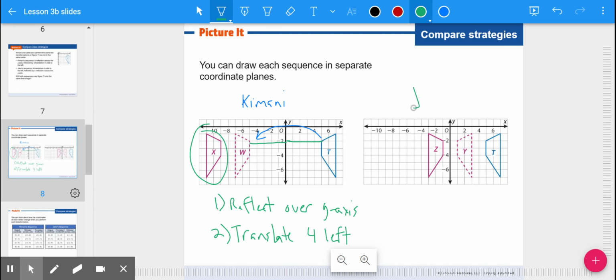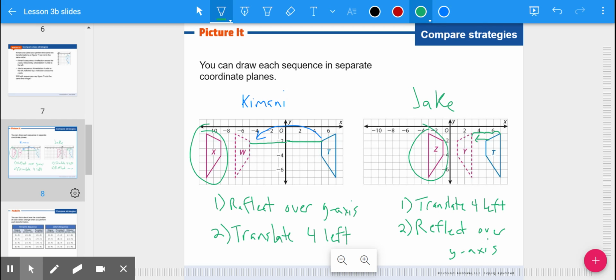Now, Jake did it in a different order. Jake first translated it 4 to the left, so it's just the whole shape moved 4 to the left. Each individual point went 1, 2, 3, 4 to the left. That was the first thing that Jake did. And then number 2 was a reflection across the y-axis. And notice, this is where it ended up. Is that anywhere close to where Kimani's ended up? It doesn't look like it.